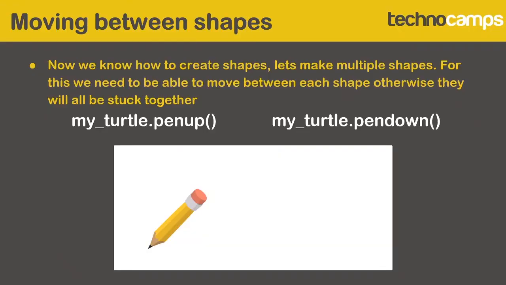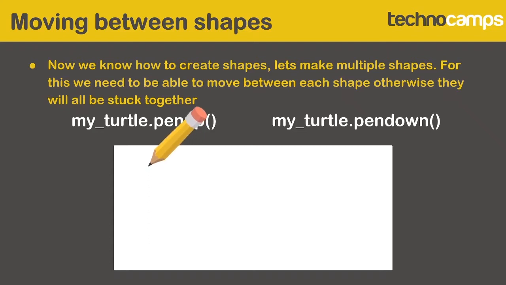So now we've created one shape. We want to make more than one shape on our canvas to make it more interesting. And for this, we need to be able to lift the pen off the canvas, move the pen around, put the pen back down, and then carry on drawing in another location on our canvas. To do this, we need to use the pen up and pen down commands.